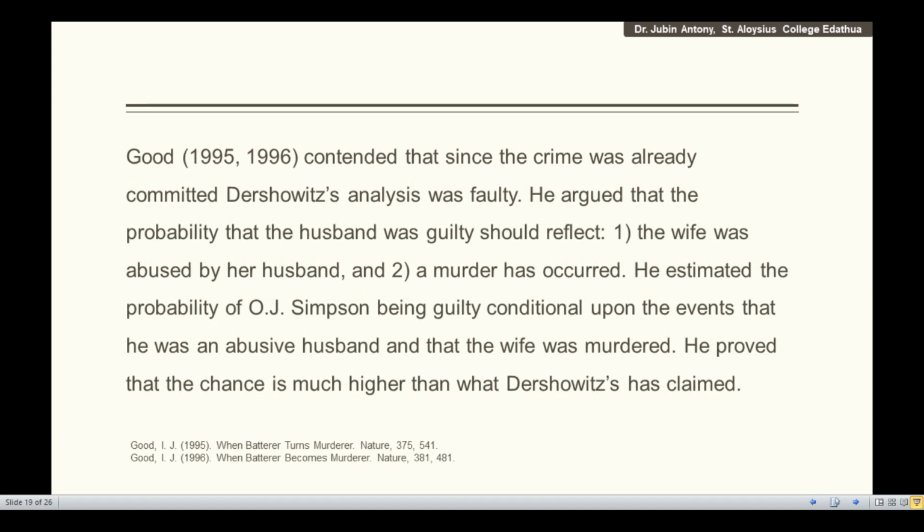I.J. Good, through his letters published in Nature in 1995 and 1996, contended that since the crime was already committed, Dershowitz's analysis was faulty. He argued that the probability that the husband was guilty should reflect 1. The wife was abused by her husband, and 2. A murder has occurred. He estimated the probability of O.J. Simpson being guilty conditional upon the events that he was an abusive husband and that the wife was murdered. He proved that the chance is much higher than what Dershowitz has claimed.